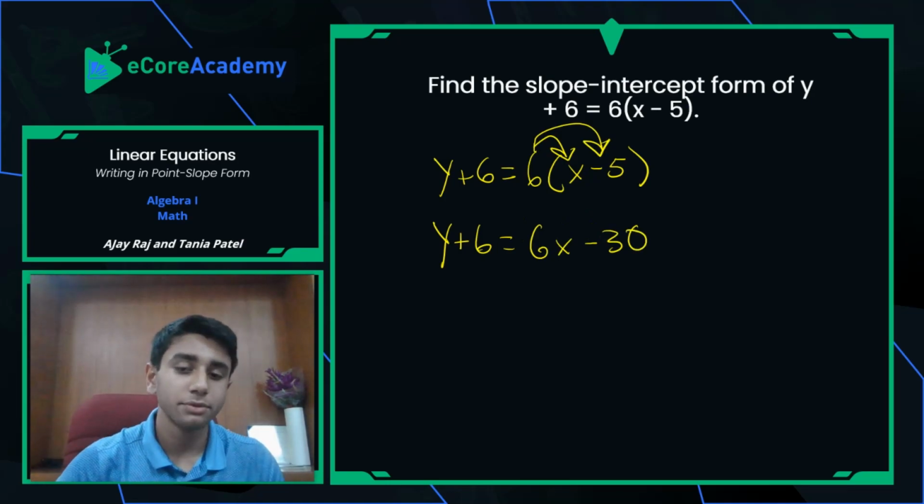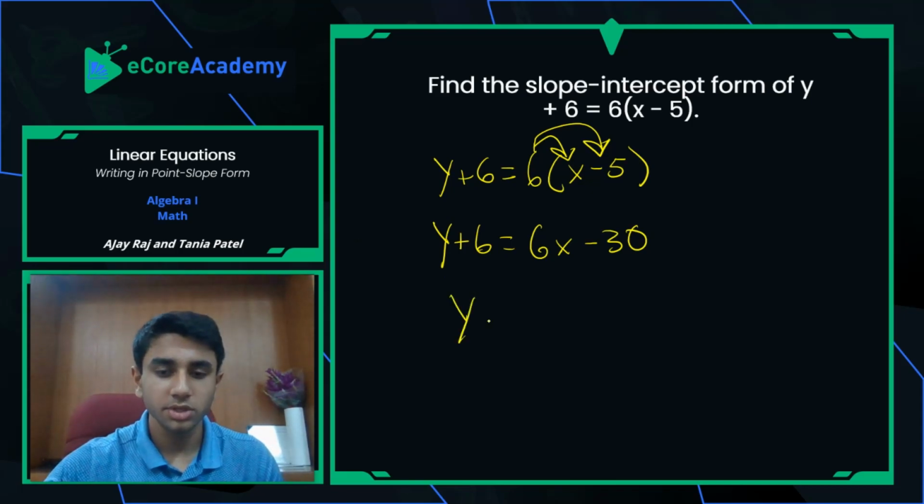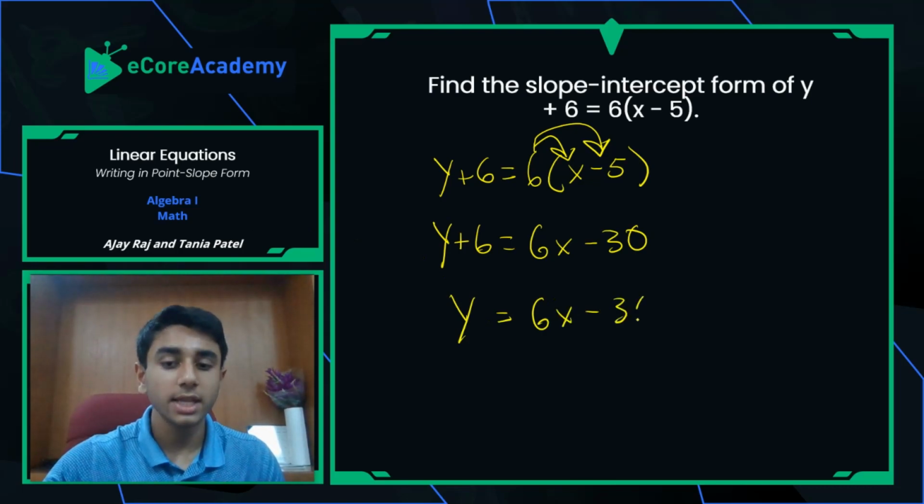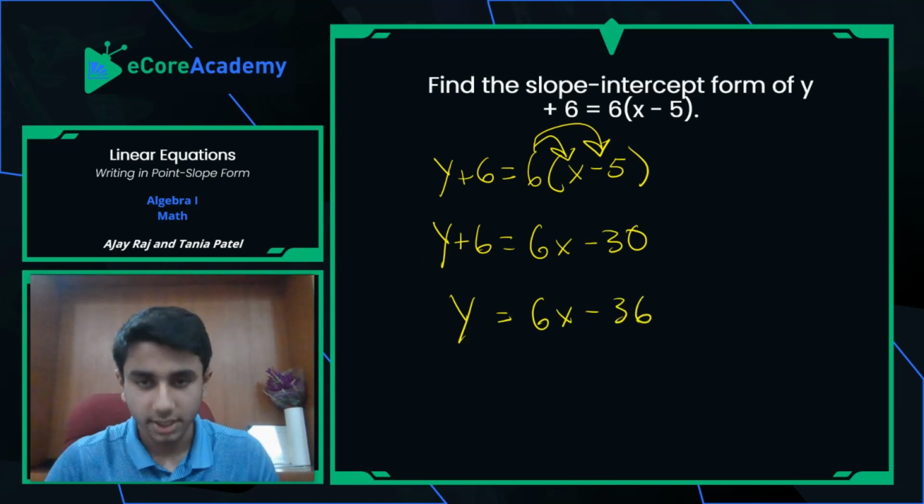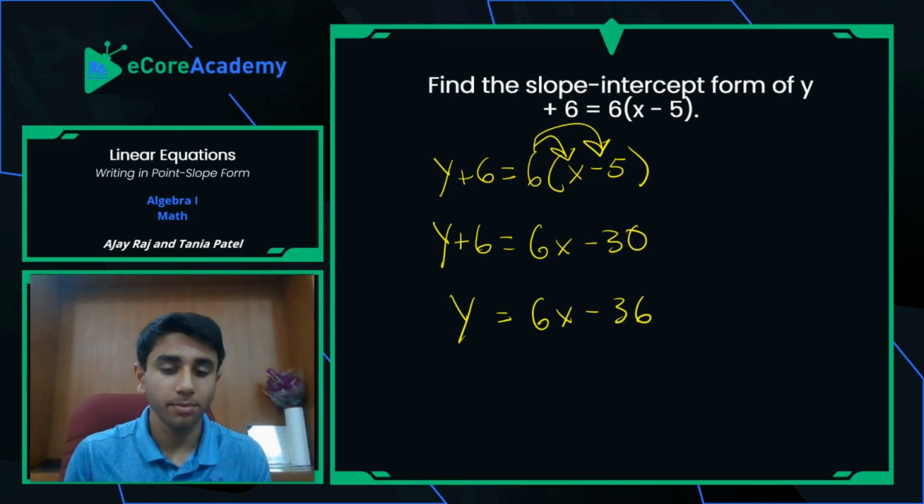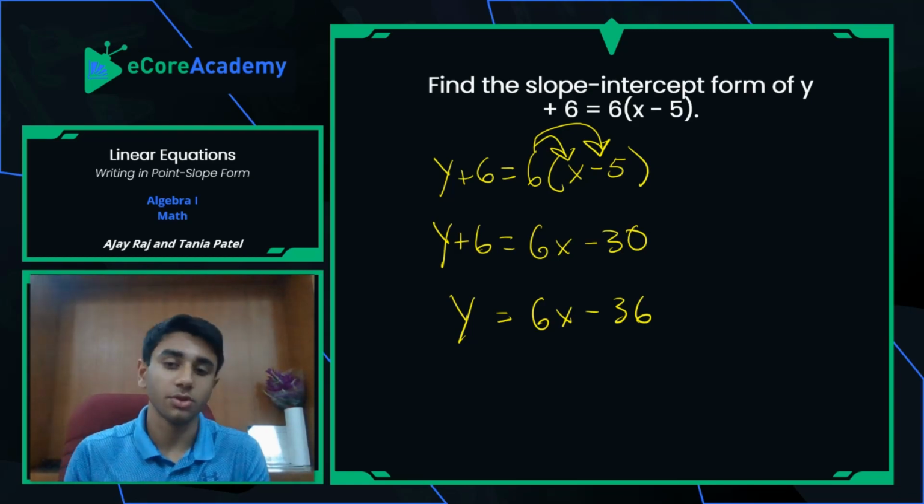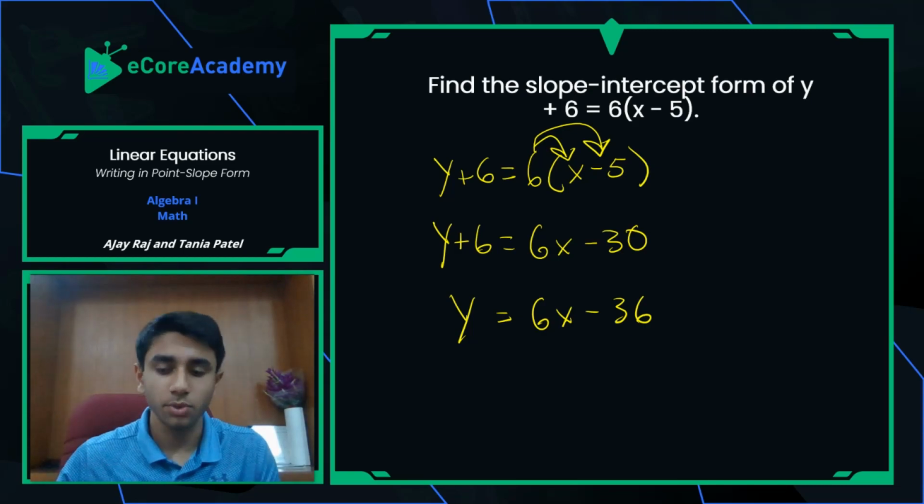And now all we have to do is isolate y on the left-hand side of the equation. So in order to do so, we have to subtract 6. So when you subtract 6, you get y equals 6x minus 36 in this case. And that's going to be your final answer in slope-intercept form, because of course we have our y variable isolated on the left-hand side. That's equal to your 6, which is essentially your slope, mx, so 6x. And then minus your y-intercept, which is negative 36.